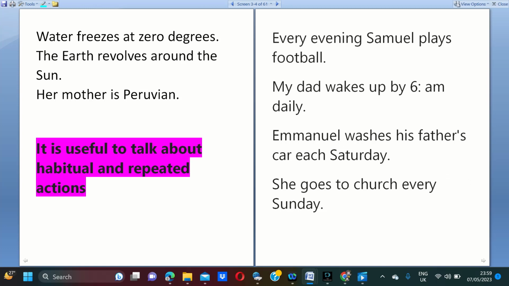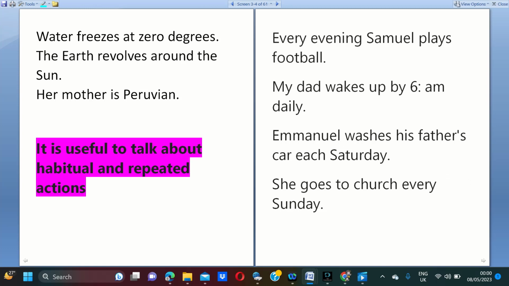Every evening Samuel plays football. It is his daily activity, a daily and repeated activity. So it is a habitual one. My dad wakes up by 6 a.m. daily. It is also a habit. Waking up early in the morning is one habitual activity, one habit.